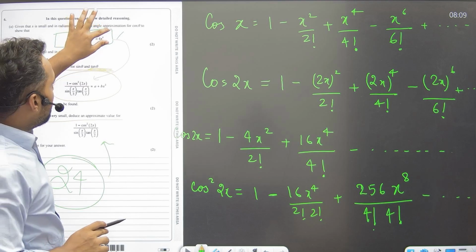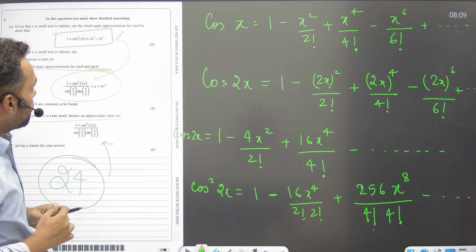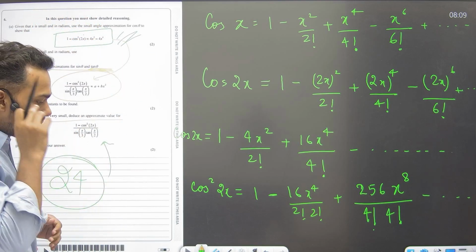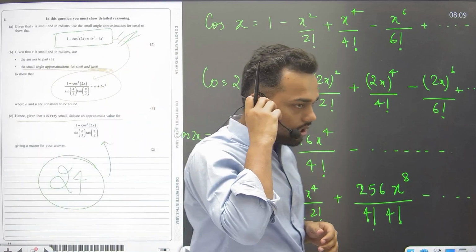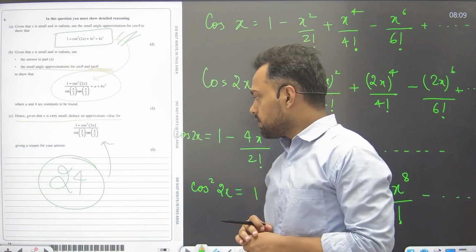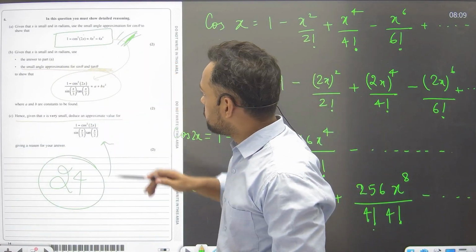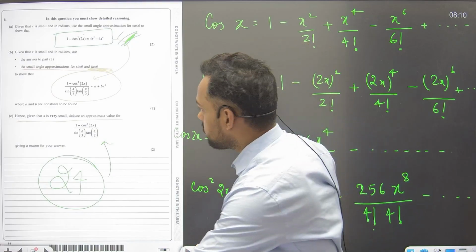We were unable to find this part, but I'll explain how we can approach it in the comment box in my description. So don't forget to see it there.